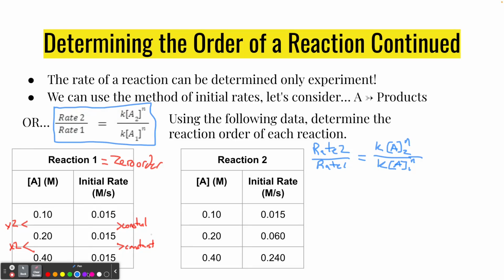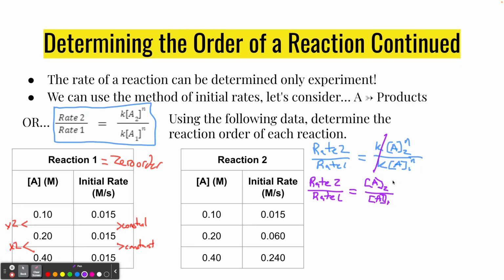Okay. Now let's simplify this expression because I can simplify it. The k's are going to cancel out because they're both in the numerator and the denominator. Okay. And then what I can also do is if I rewrite this, so I do rate 2 over rate 1 equals the concentration of A at rate 2 on top over the concentration of A at rate 1 on the bottom.